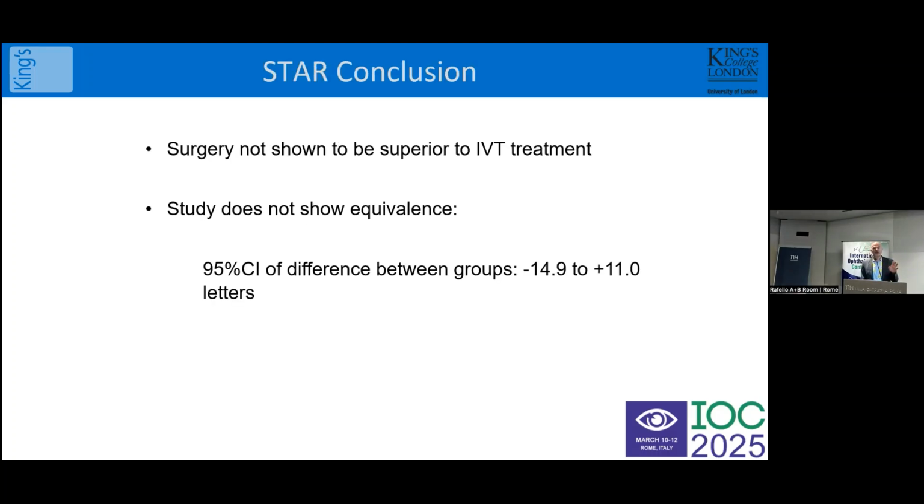But the key message here is that the trial did not show surgery to be superior to intravitreal therapy. And to come back to my point, it doesn't show equivalence.